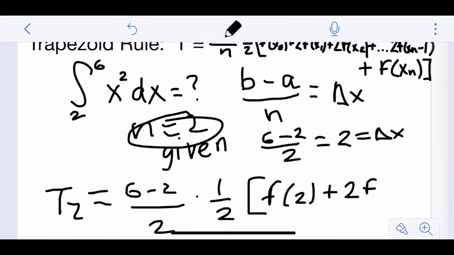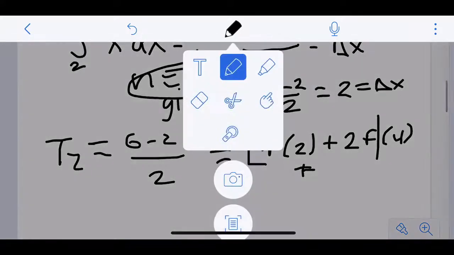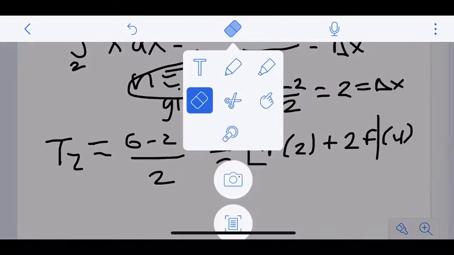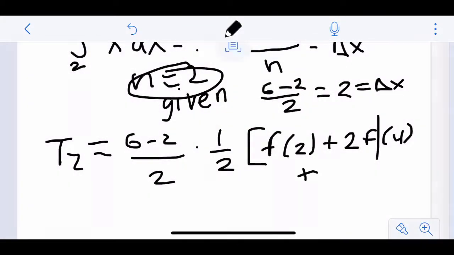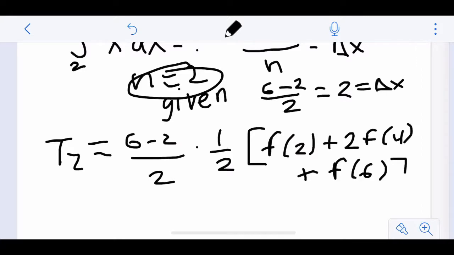And then we add f of 6, because 4 plus 2 is 6, considering the fact that our change of x is 2. So we write f of 6. As you can see, the initial and the final values are not multiplied by 2, but the middle values are multiplied by 2.